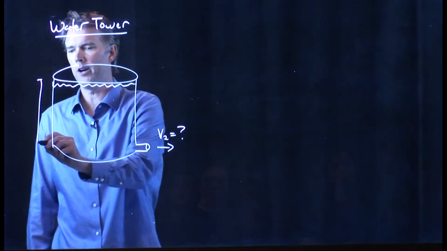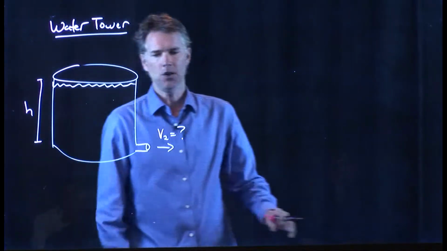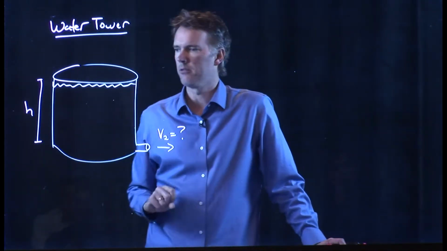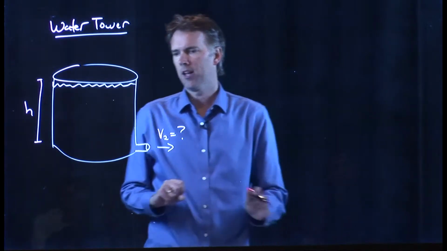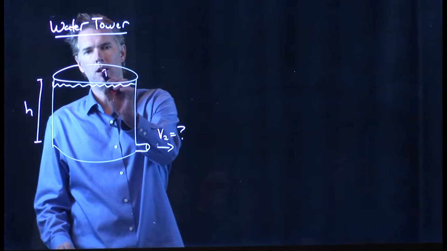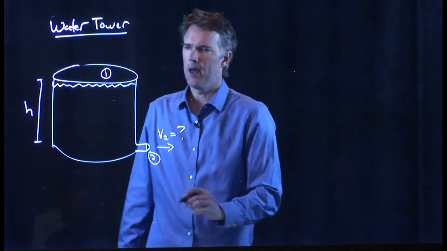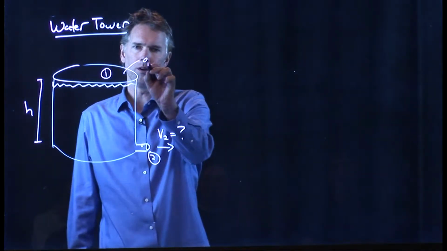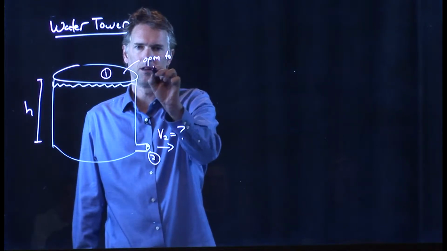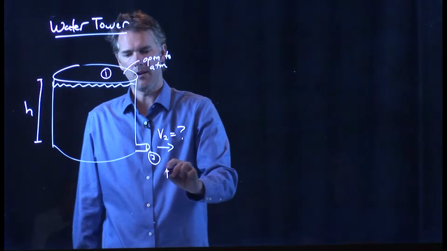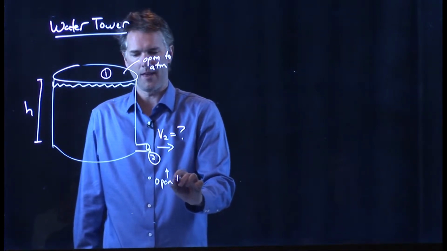And let's pretend that the water tower is height h, namely the top of the water to the spigot, that difference is about h. And let's say that this is region 1 up here, and this is region 2 down here, and both of them are open to the atmosphere. So this is open to the atmosphere, and the hose down here is also open to the atmosphere.